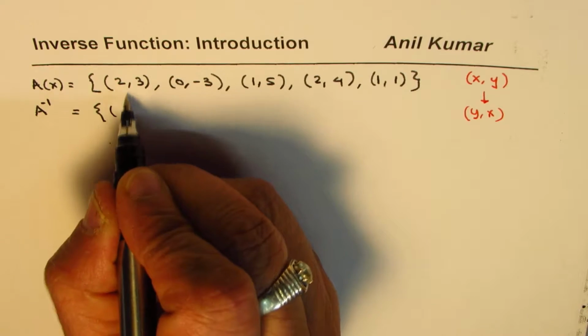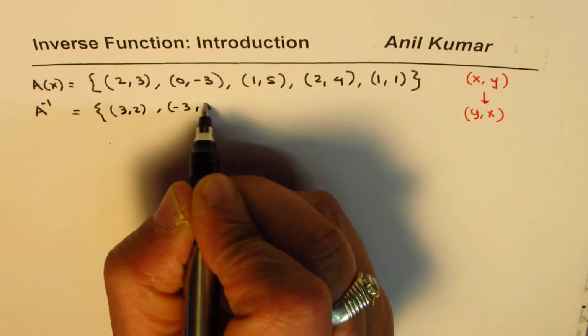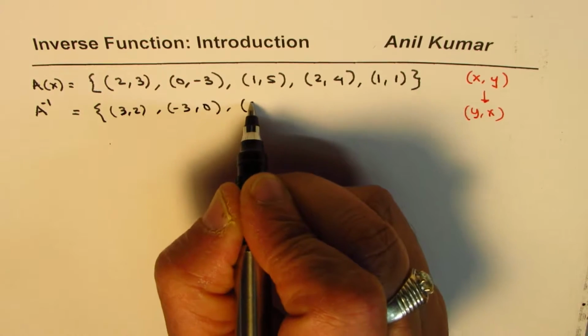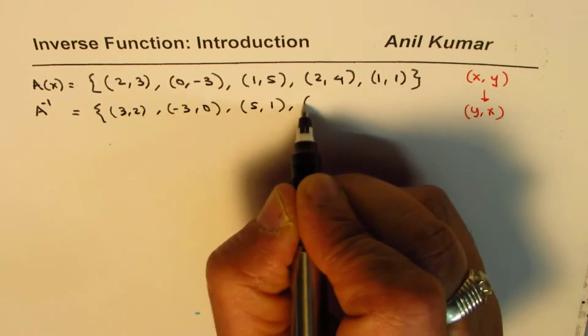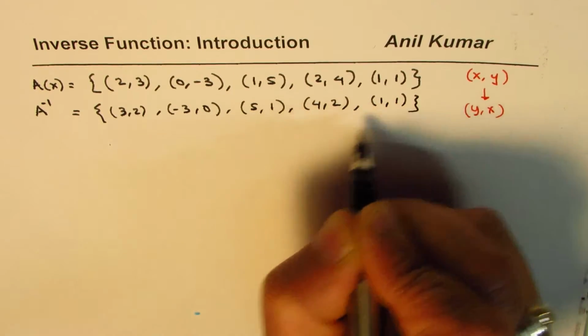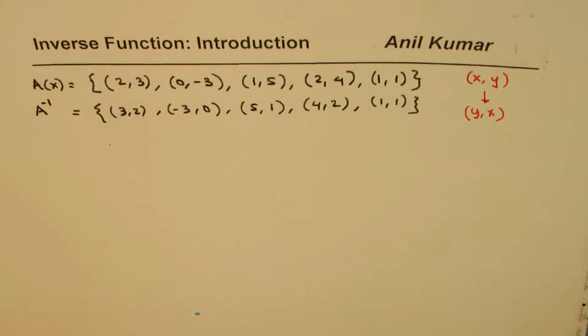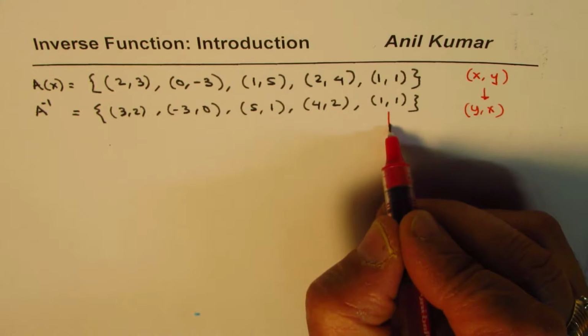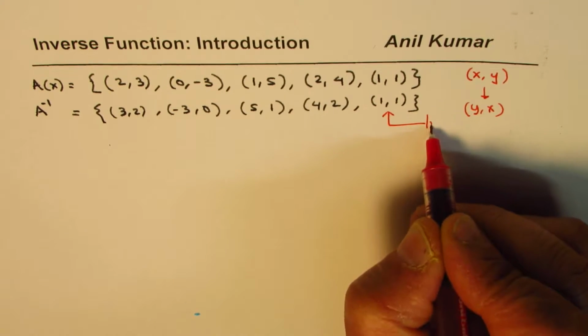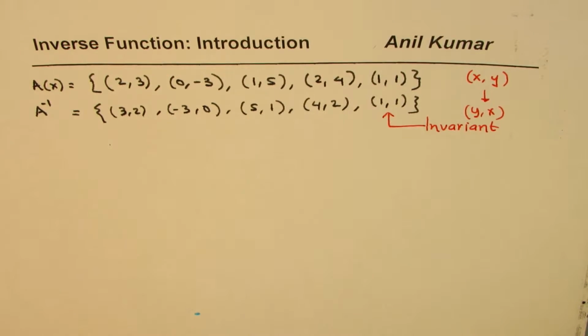So inverse will be, this point will become 3, 2. This will be minus 3, 0. This will be 5, 1. And then this will be 4, 2. And this will be 1, 1. So what you see here is that that point really did not change. Such points are called invariant. They do not change.